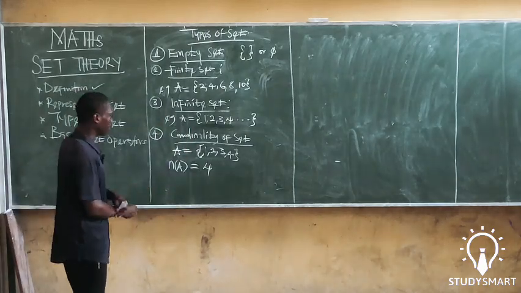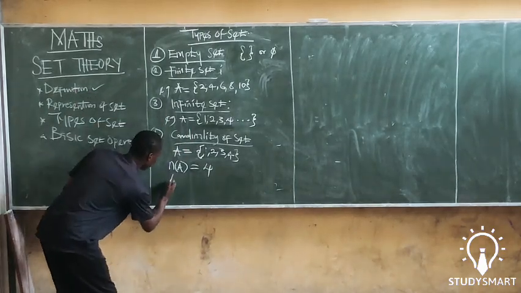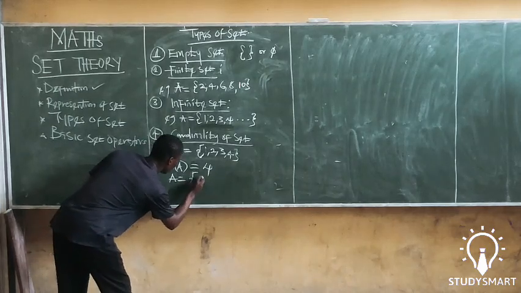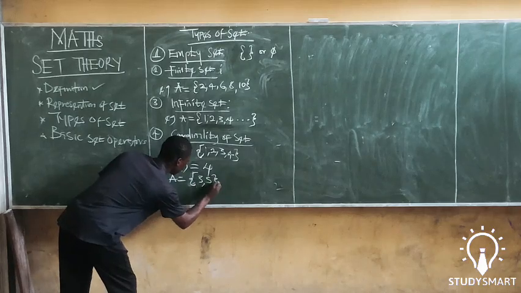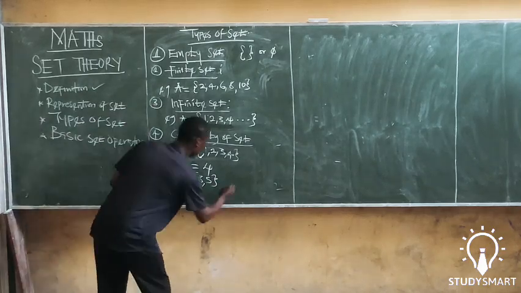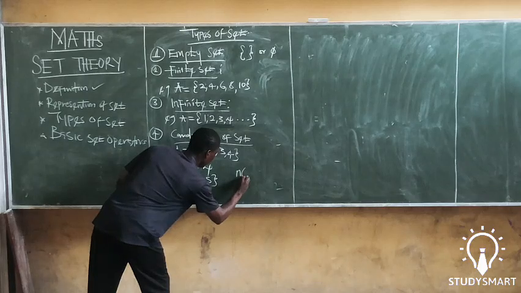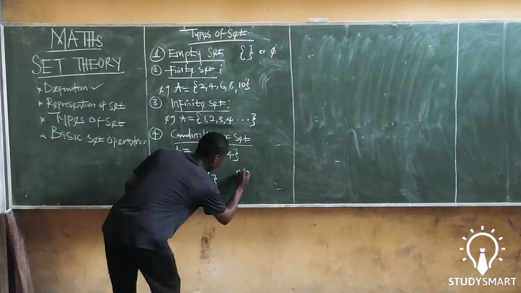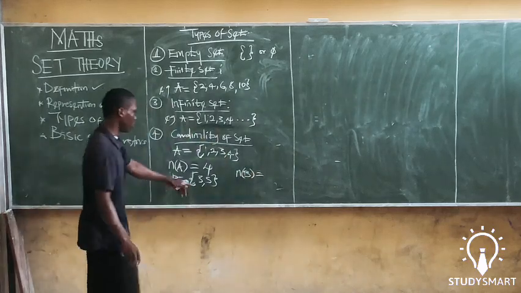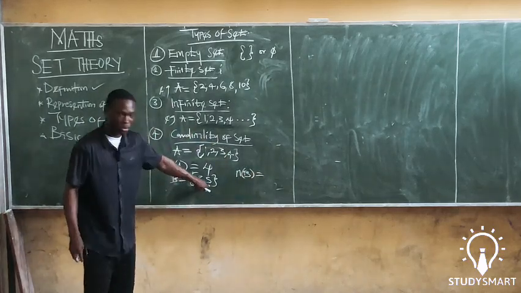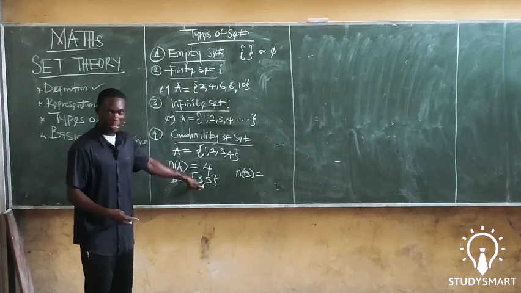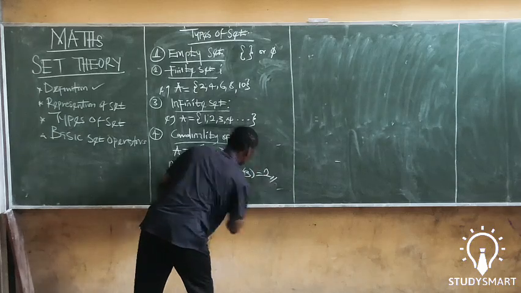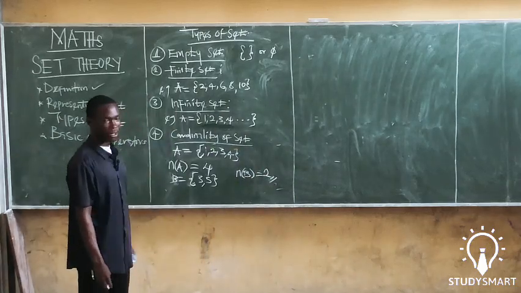Let's try another set. Let us use B equal to 3, 5. Since we've used A already, let's try using B. So the cardinality of B will be, I'm going to count 1, 2. So 2 becomes the cardinality of the set. That's the total number of elements in that set.